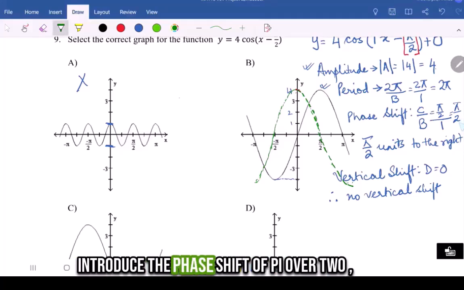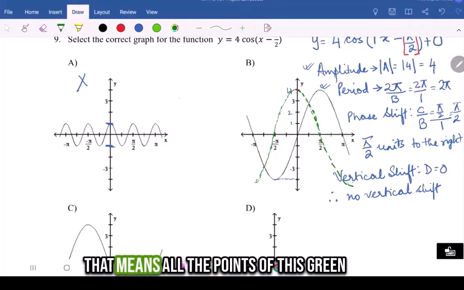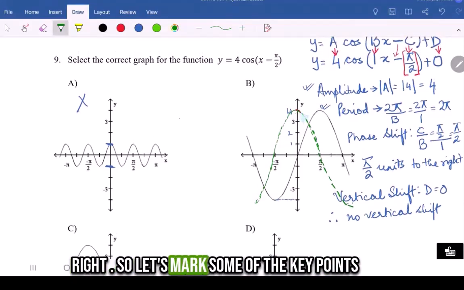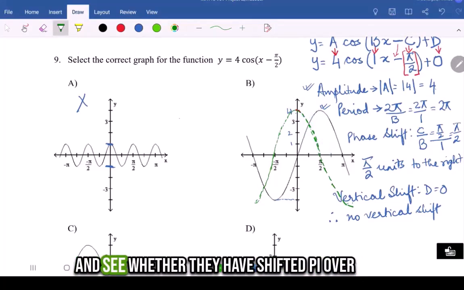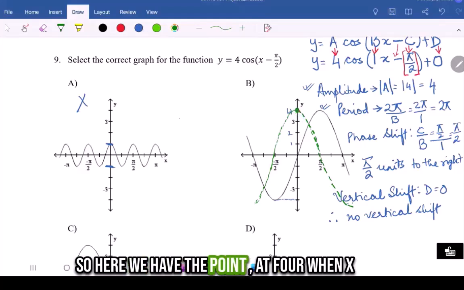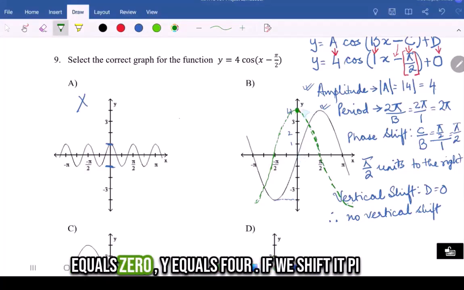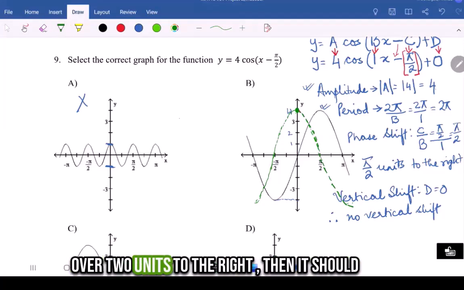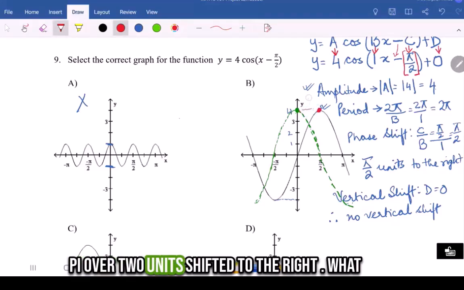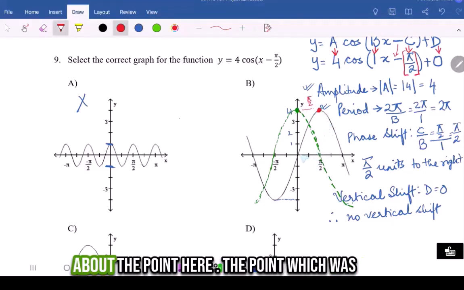When we introduce the phase shift of pi over 2, that means all the points of this green graph should shift pi over 2 units to the right. So let's mark some of the key points and see whether they have shifted pi over 2 units to the right correctly in graph B. Here we have the point at 4 when x equals 0, y equals 4. If we shifted pi over 2 units to the right, then it should be right here, correct? Pi over 2 units shifted to the right. What about the point here?